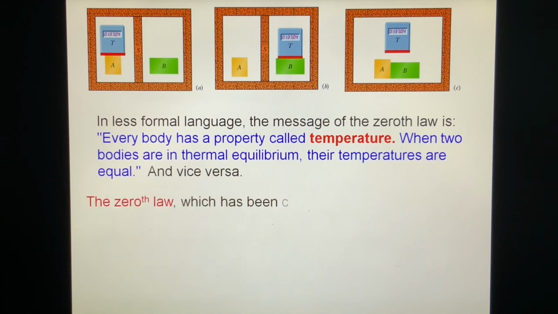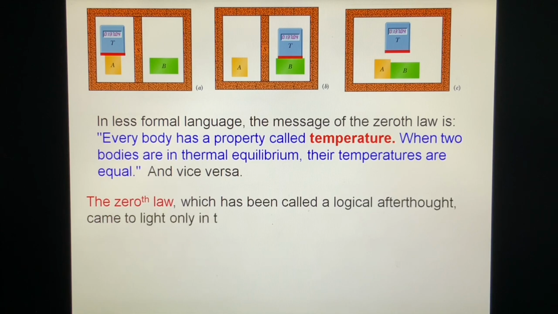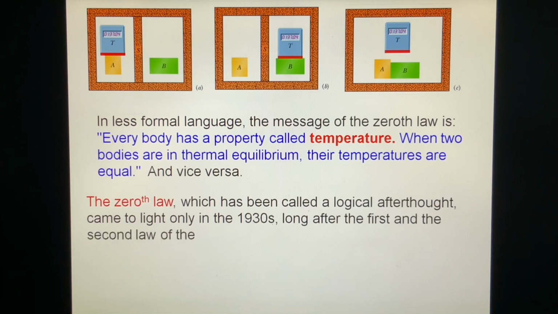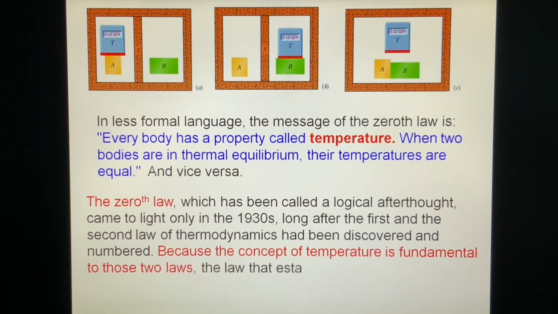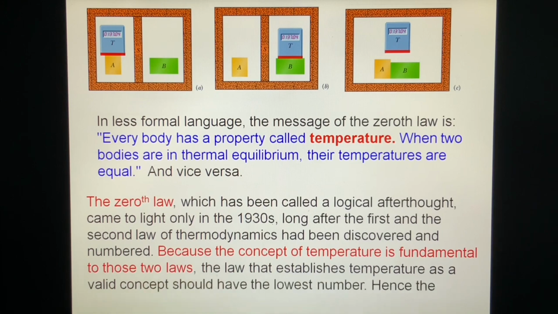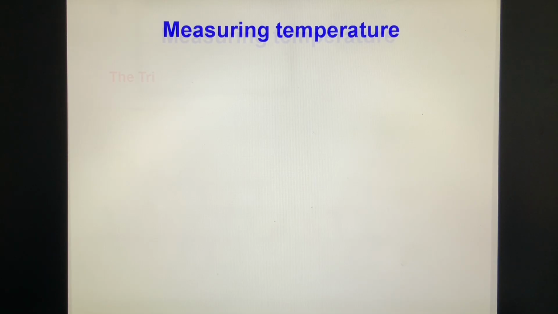The zeroth law, which has been called a logical afterthought, came to light only in the 1930s, long after the first and second laws of thermodynamics had been discovered and numbered. Because the concept of temperature is fundamental to those two laws, the law that established temperature as a valid concept should have the lowest number. Hence, the zeroth. Measuring temperature.